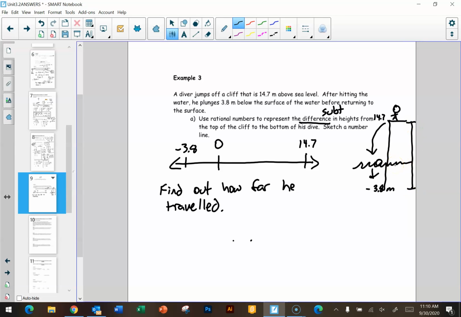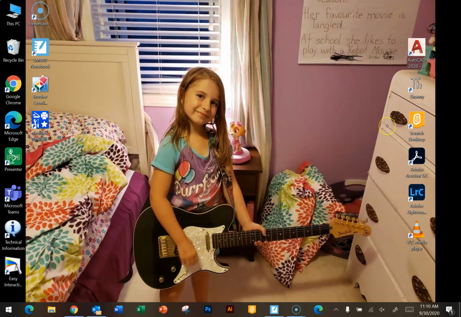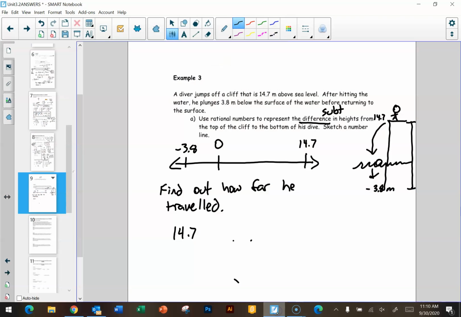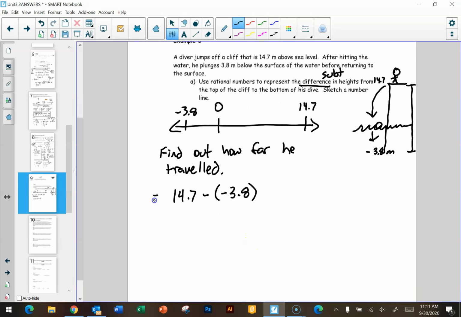So in total, he started at 14.7, and he's going toward the 0, right? So he hits the water. If he's going toward the 0, he's going backwards, so he's going negative. But then he goes another couple negatives down to negative 3.8. And now we've got a question that looks like a lot of the ones that we've done before. We can do this two ways, right? I like to look at these and just say a negative is a positive. So it's going to be 14.7 plus 3.8.